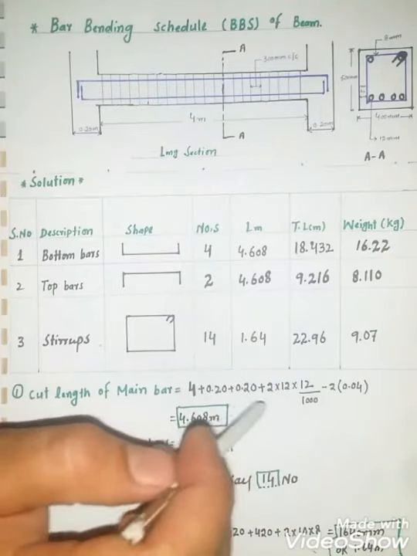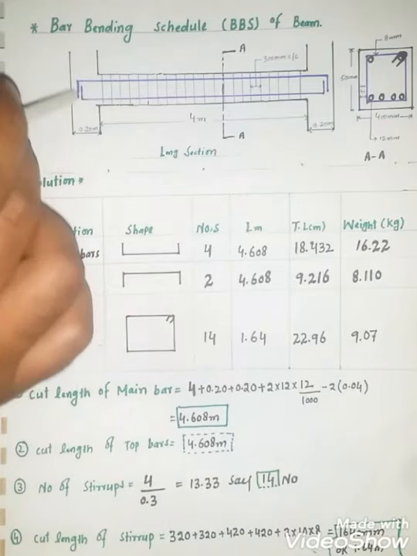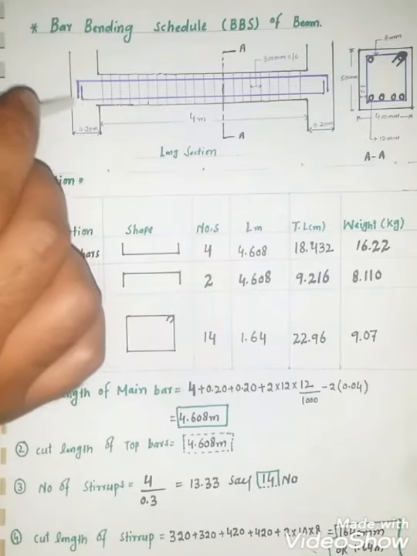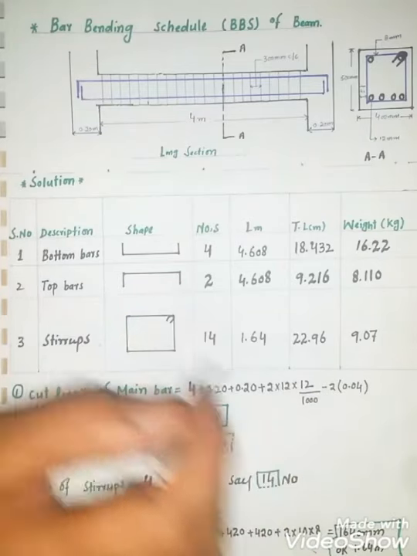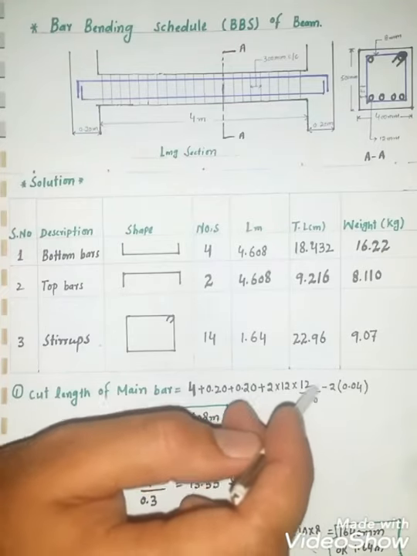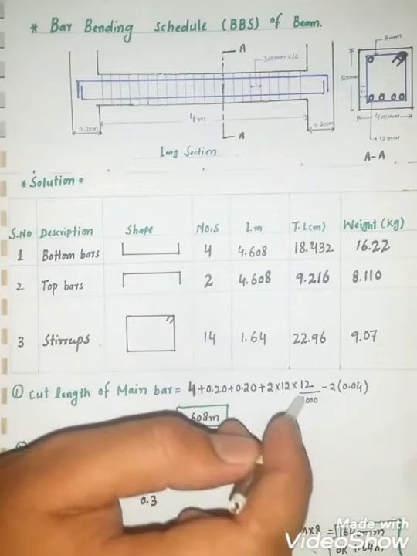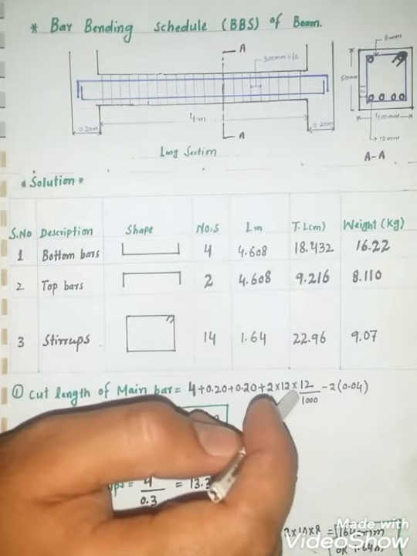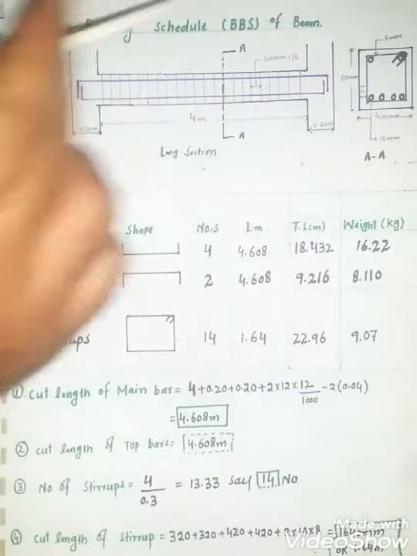What is 12? My dear friends, the 12D formula is used for finding the hook length. This is the formula value, multiplied by 12 divided by 1000. This is the dia of the steel bar. I am dividing by 1000 to convert from millimeter to meter, because the dia of the bar is in millimeter.